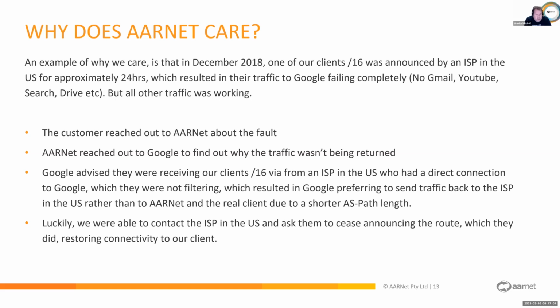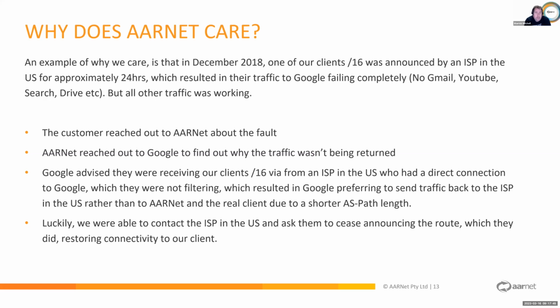So we got in touch with Google through their network surveillance team, and we said, hey, what's going on here? We've got a customer and their traffic to you is not working. We'd been checking via NetFlow that we were sending traffic to Google, but we just weren't receiving anything back for them. In this particular case, Google then a few hours later advised that they were actually seeing our client /16 from an ISP in the US who had a direct connection to Google. And so Google said, oh, based on BGP path selection, it's a shorter AS path, it's the same route length, we're going to accept that route.